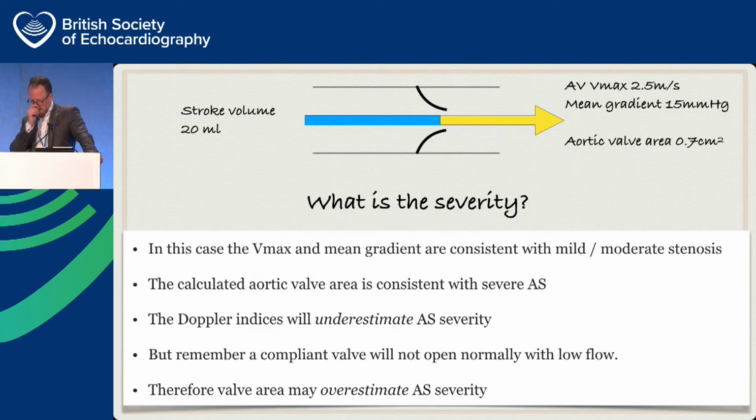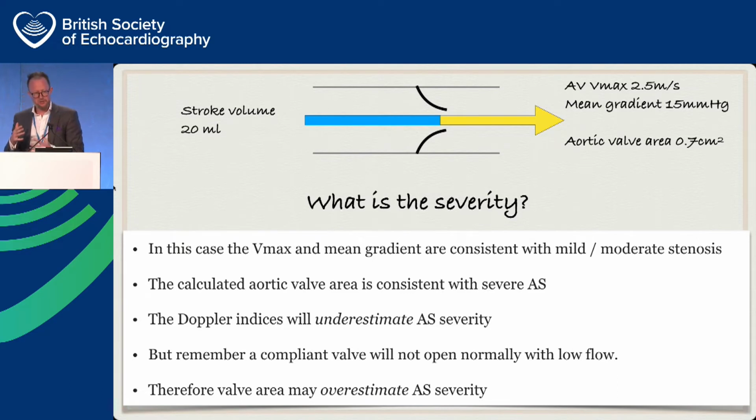So here we've got a classic scenario, a Vmax of 2.5, a mean gradient of 15, but an aortic valve area of 0.7. So as we've said before, the gradient and the velocity look like mild or moderate aortic stenosis. The valve area looks like severe aortic stenosis. It doesn't add up. We've already said that the Doppler indices, because you're not pumping the blood out, there's not enough blood going out, could potentially underestimate how bad that valve is.